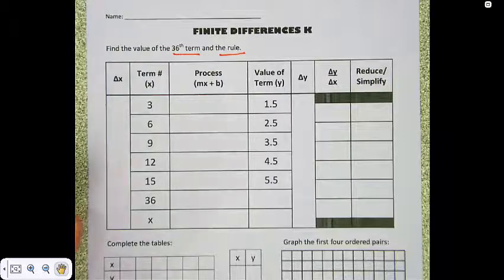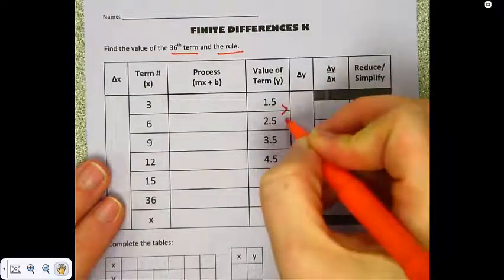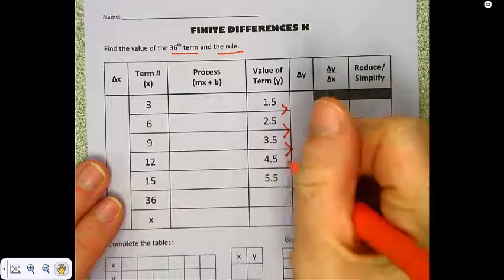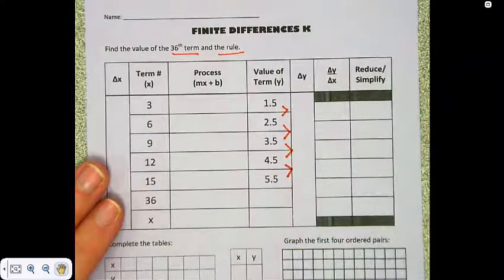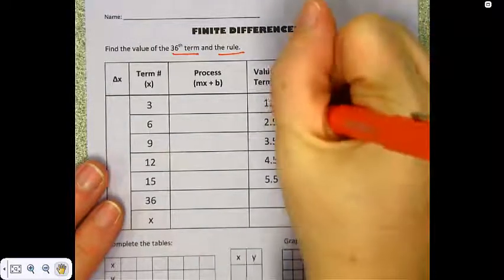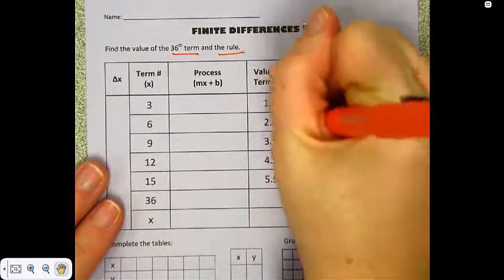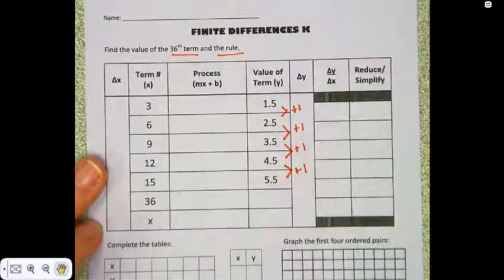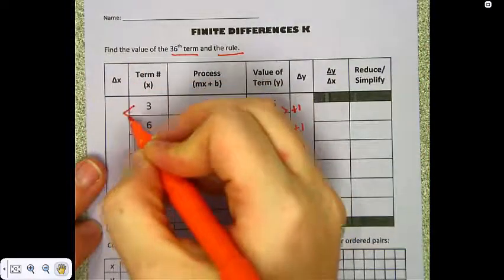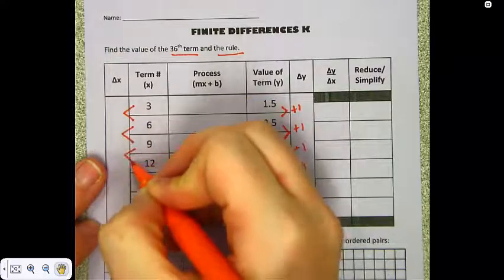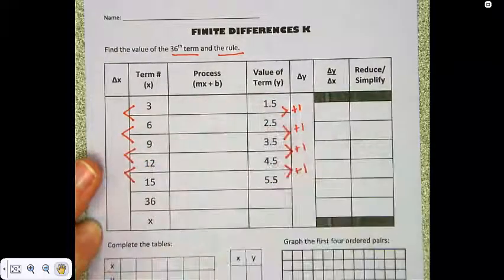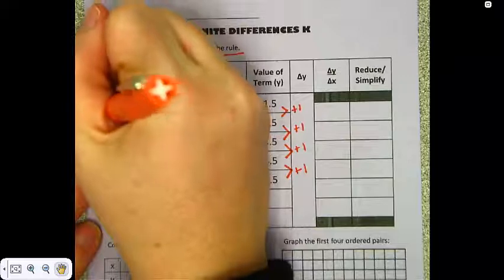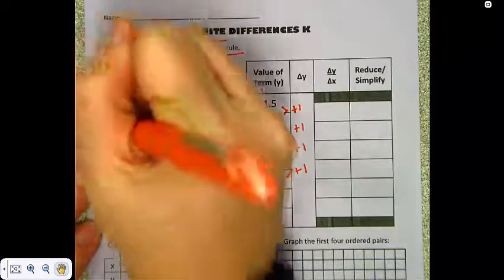As always, the first thing that we want to do is find our delta y and our delta x, because that's going to tell us what our coefficient is. So if I look at my y values, I have 1.5, 2.5, 3.5, 4.5, and 5.5. Each time, they're increasing by 1. Okay? And then I'm going to look at my x terms. I have 3, 6, 9, 12, 15. Each time here, I can see the pattern is that x is increasing by 3.